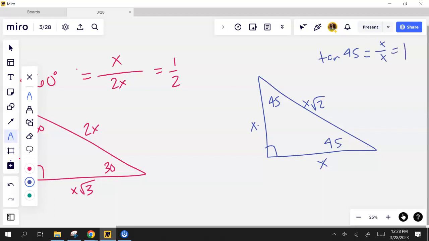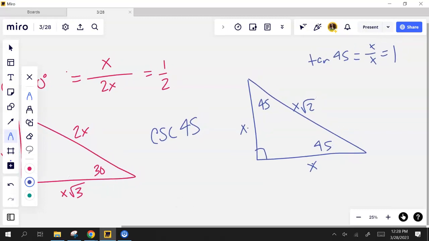Give me another one. CSC 45. You're not supposed to use your calculator on this one. So cosecant is the flip of sine. So sine of 45 is opposite x over hypotenuse, x times square root of 2, which is 1 over square root of 2, which is square root of 2 over 2. Which means the flip of that for cosecant is just square root of 2.